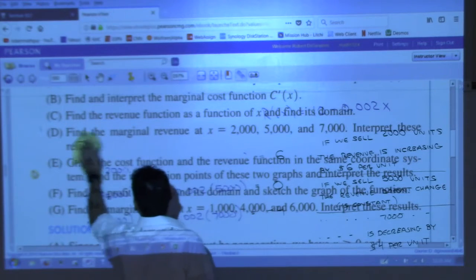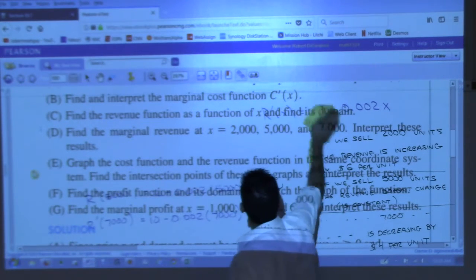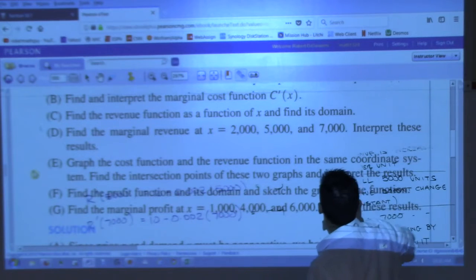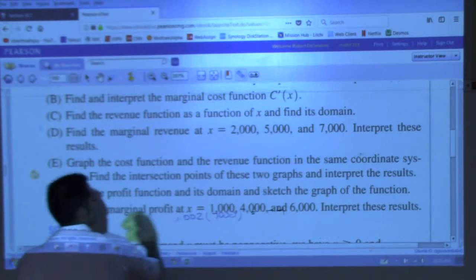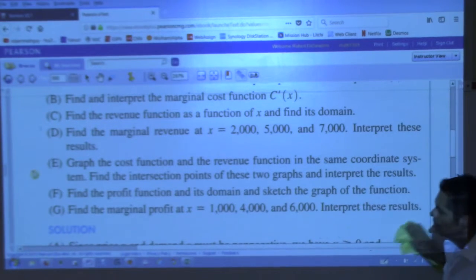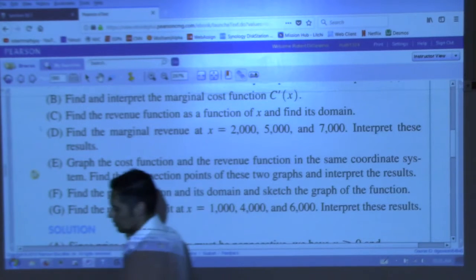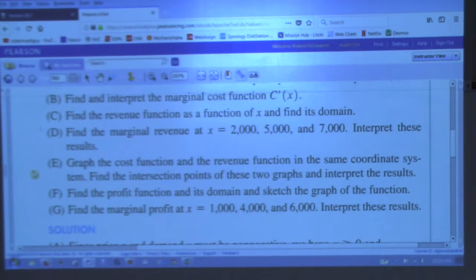All right, so we've done part D. Okay, it asks us to graph the cost function and the revenue function. So we are leading into profit here. And I'm looking at the clock right now and I'm feeling like I'm not going to have enough time to do this. So what I'm going to do is I'm going to say that I won't ask you anything on those. But what I've done up to this point, I will ask you on the test.